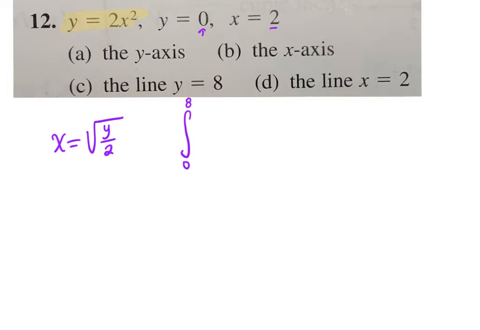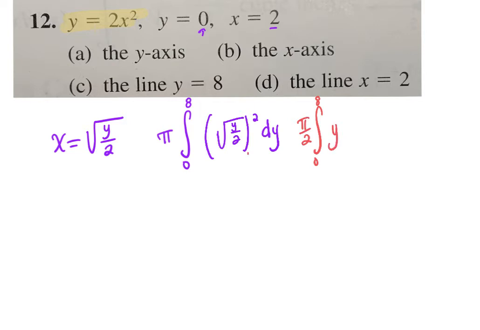Okay. And then I'm going to use this, my function, squared dy. And then just to simplify, obviously when you square the square root, you get y over 2. And I actually pulled the 1/2 out. So I have pi over 2 out here and just a y, because I squared this to get y over 2. And then I just pulled that 1/2 out. You don't have to, but that's how I did it.